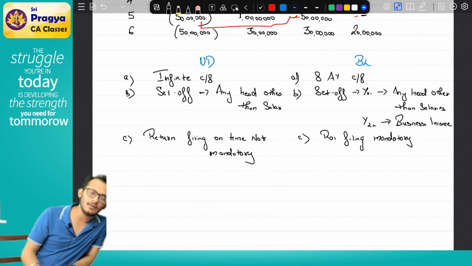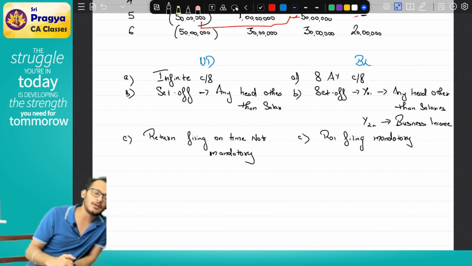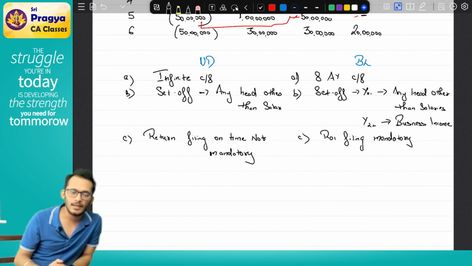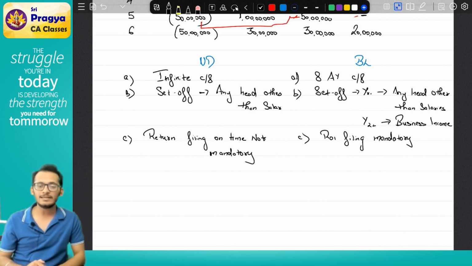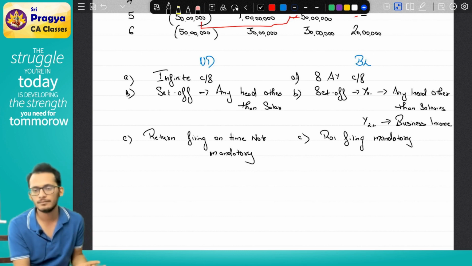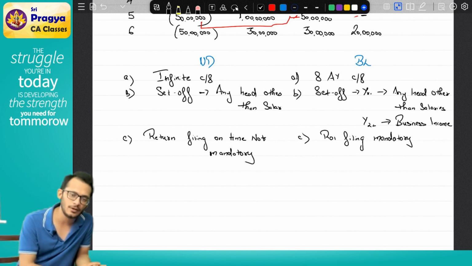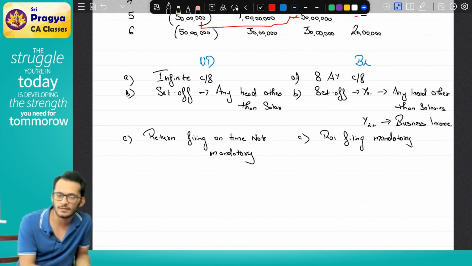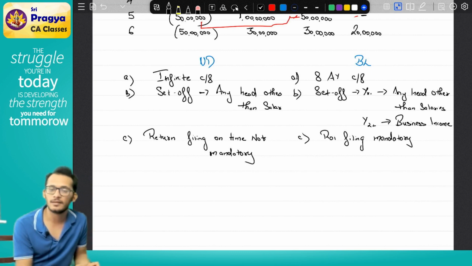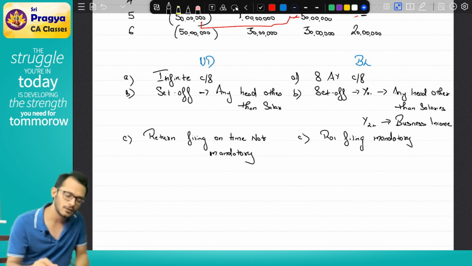Third, even if you file your return late, UD will still be eligible, whereas BL will not be eligible. These are the reasons why someone would prefer UD and not BL. Yes or no? This is the rule. You have to follow the rule also. Makes clear? Yes, can we go forward?